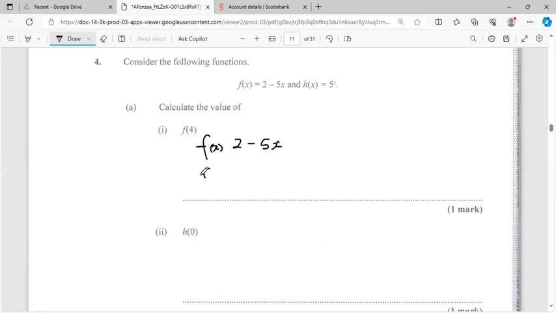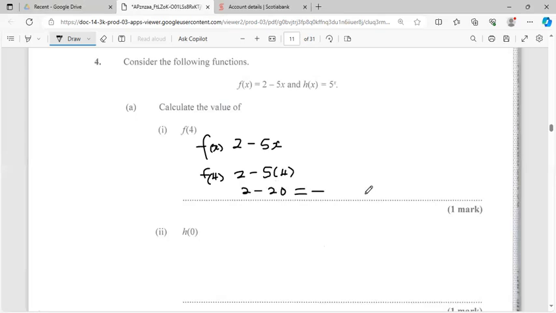So f(4). Anywhere we see x, we replace it with 4 to give us the output. So it's 2 minus 5 times 4. 5 times 4 is 20. So that's going to give us negative 18. That's only 1 mark, guys.